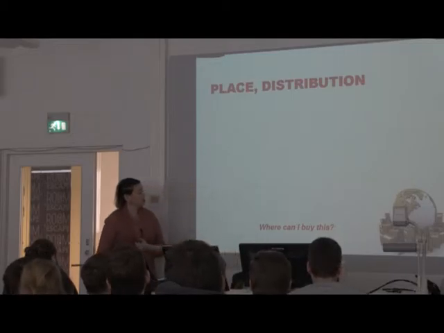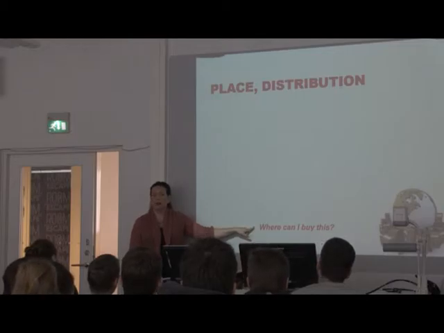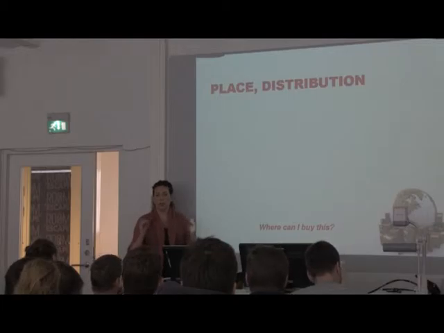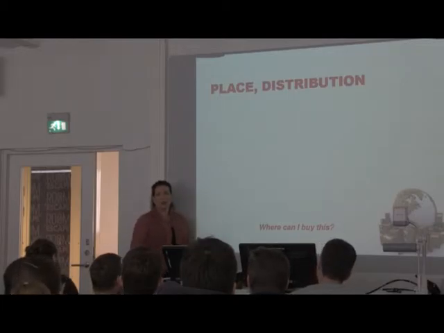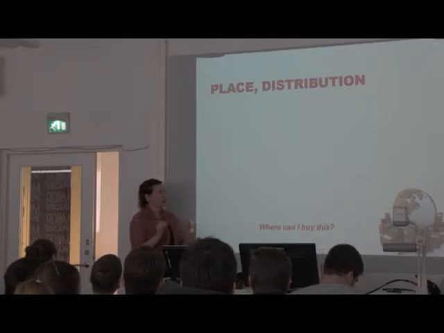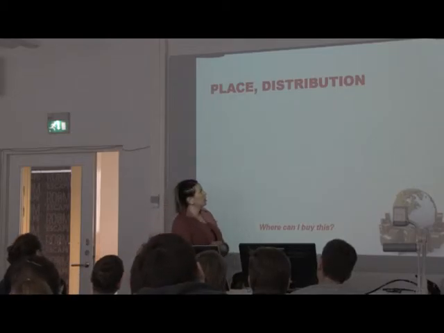Place, distribution. Where can I buy this? So you have the product, it's good. You have the target group, yes, we want to have the product. You have a correct price. Now we just need to figure out how the client will get the product. What are those channels?